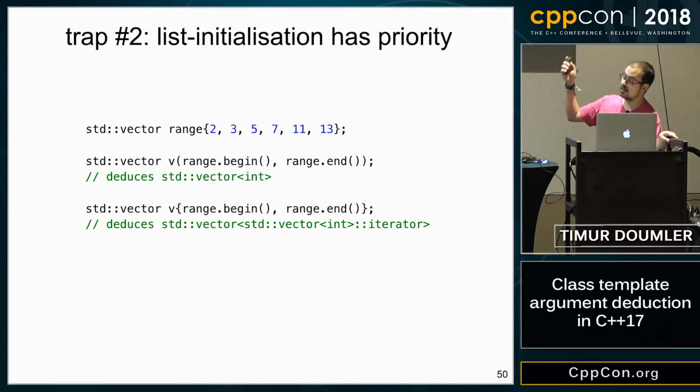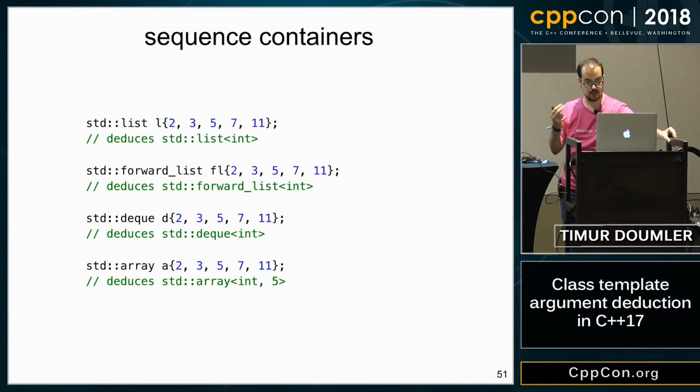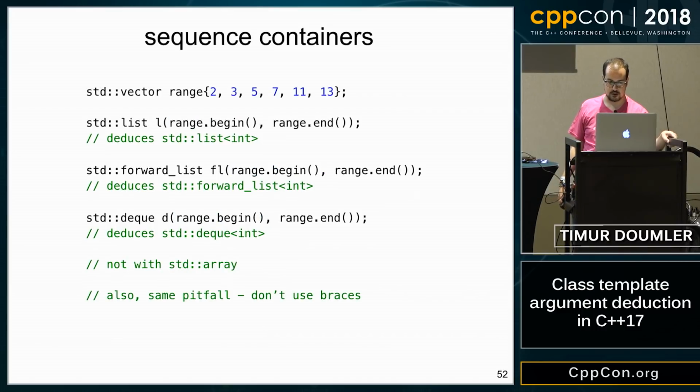So the same thing works for, obviously, other sequence containers like list, deque, etc. There's also the same trap here with range constructors, that you need to be careful to use parens instead of curlies. The range thing doesn't work with array because array has the size of the array as a compile-time constant, and so that doesn't work. It doesn't have that constructor.